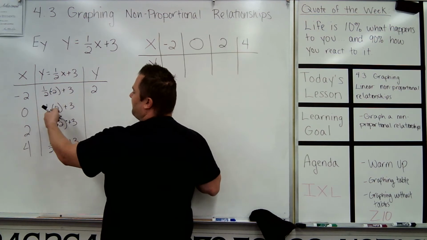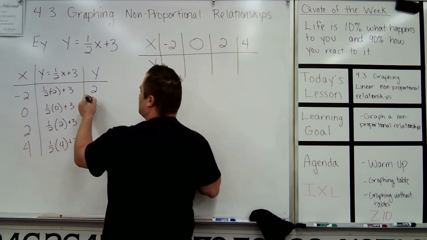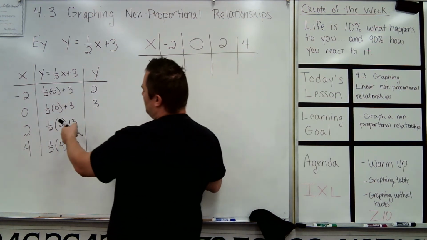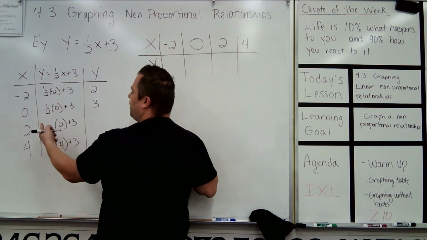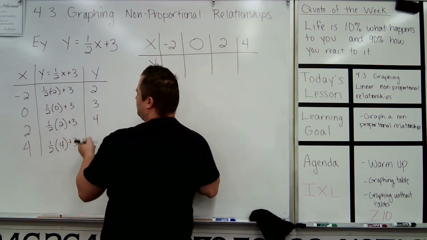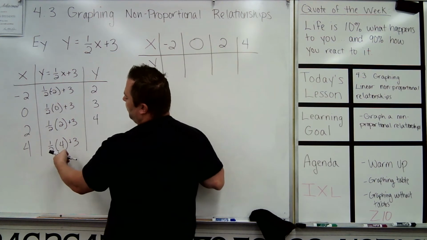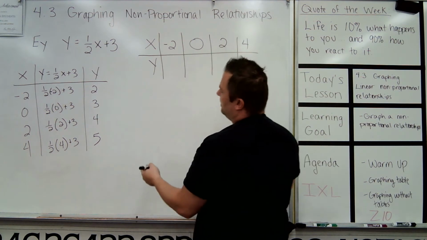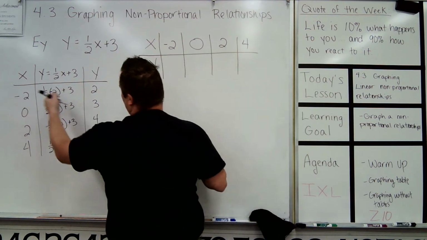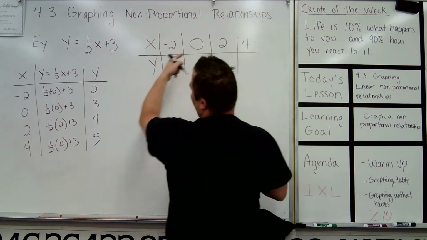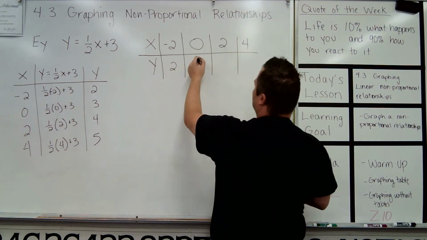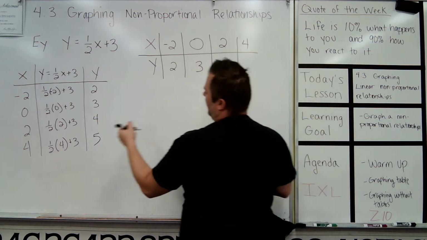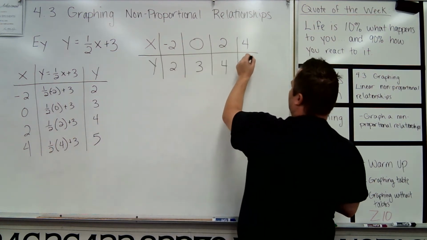0 times 1/2 is 0. This part's 0. 0 plus 3 is 3. 2, the positive version this time. 2 times 1/2, half of 2 is 1. 1 plus 3 is 4. And then half of 4 is 2. 2 plus 3 is 5. So what this means is when x is -2, y is 2. When x is 0, y is 3. When x is 2, y is 4. And when x is 4, y is 5.